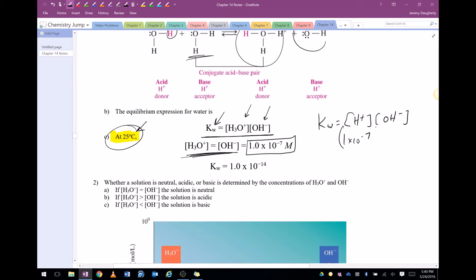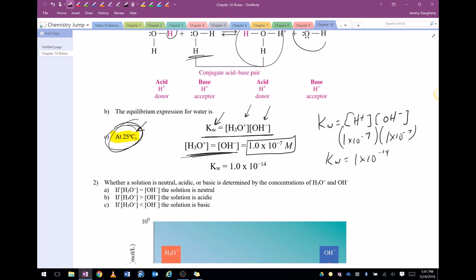1 times 10 to the negative 7th, and 1 times 10 to the negative 7th. When I multiply those, I get 1 times 10 to the negative 14th, which is the value for Kw at 25 degrees Celsius, which is room temperature. Most of our acid-base reactions we carry out are at room temperature.